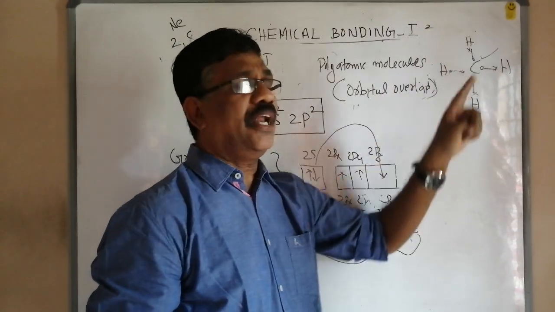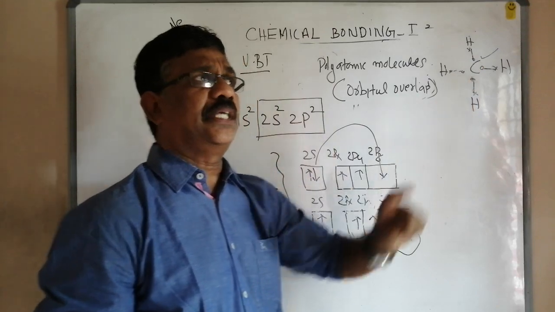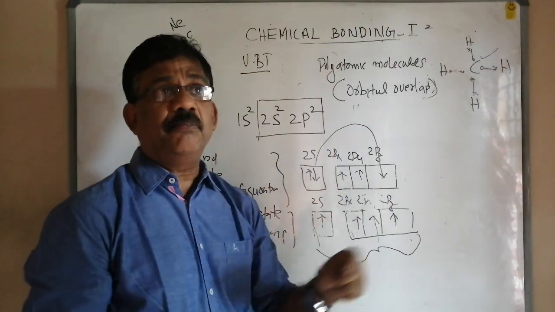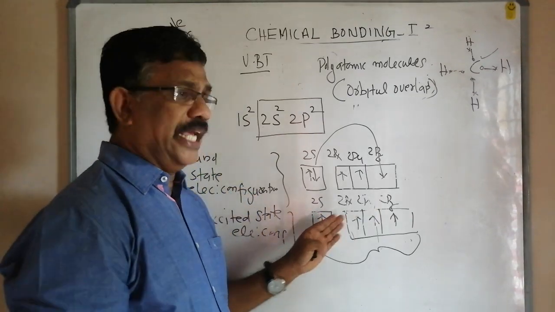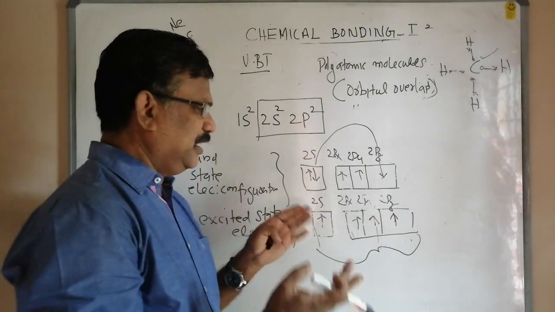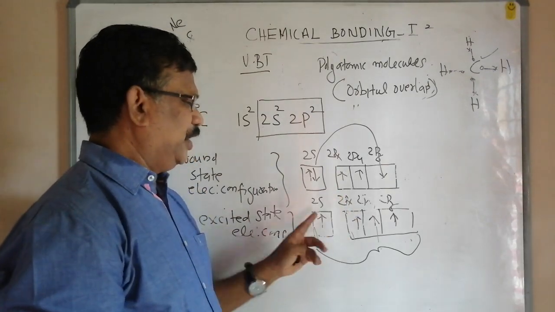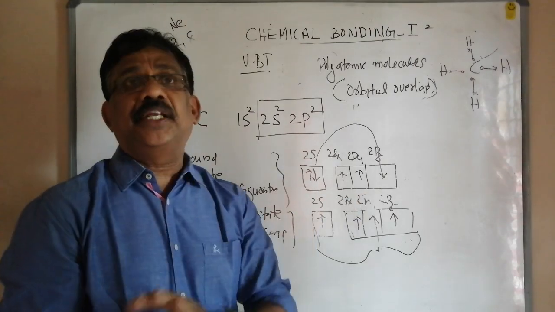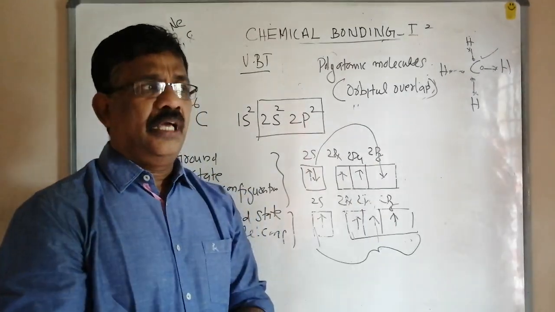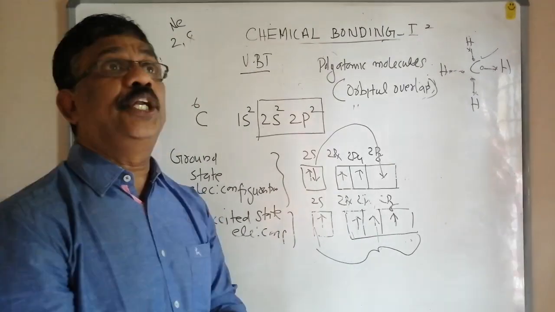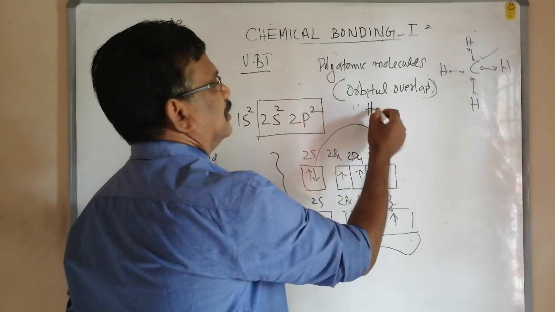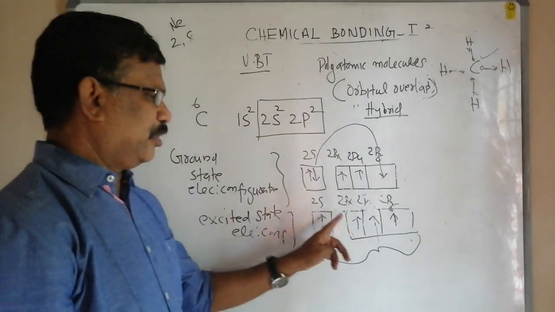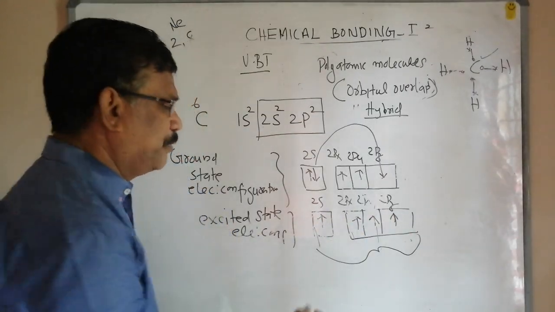Carbon is tetravalent. 4 H atoms are surrounding this carbon. These orbitals have different shapes, spherical and dumbbell, and their energies are slightly different. 2s and 2p have a slight energy difference and different shape. They undergo mixing and produce 4 hybrid orbitals. 4 orbitals mixed together give 4 hybrid orbitals.